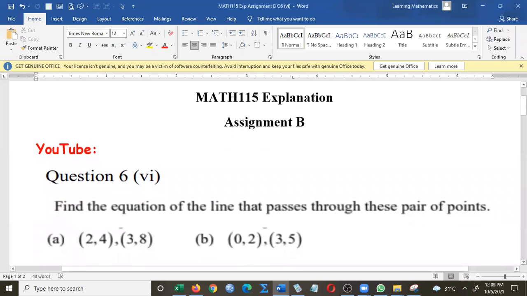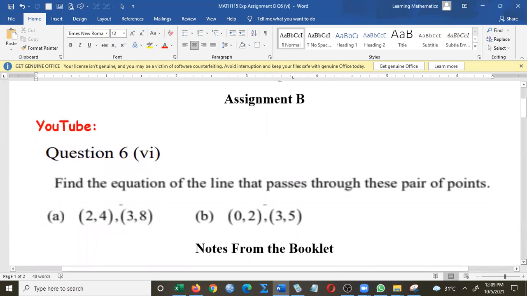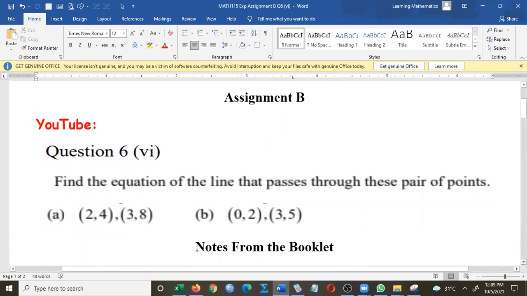So here we're going to discuss question number 6, part 6 of assignment B. It says find the equation of the line that passes through this pair of points. It appears that number 6, part 6 is very similar to number 6, part 5.